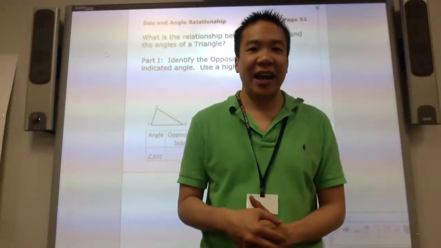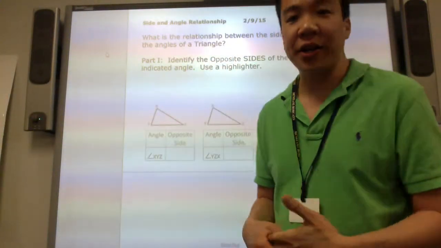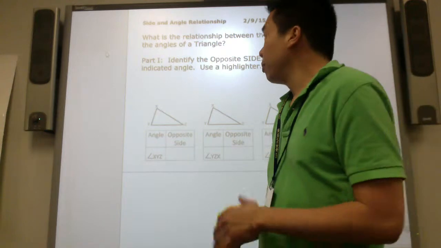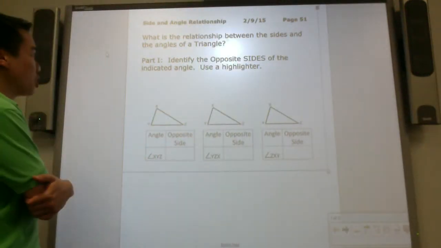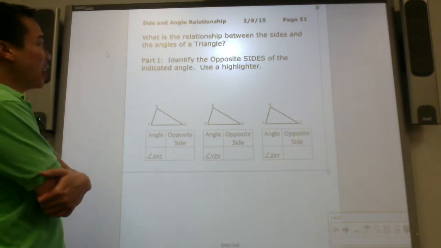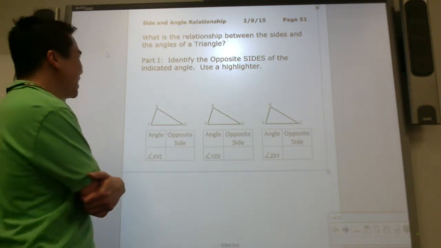About side and angle relationships for triangles. So let's go on now. What is the relationship between the sides and the angles of a triangle? Identify the opposite sides of the indicated angle.